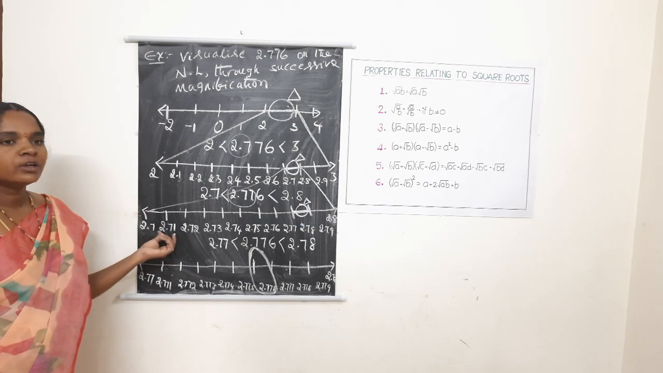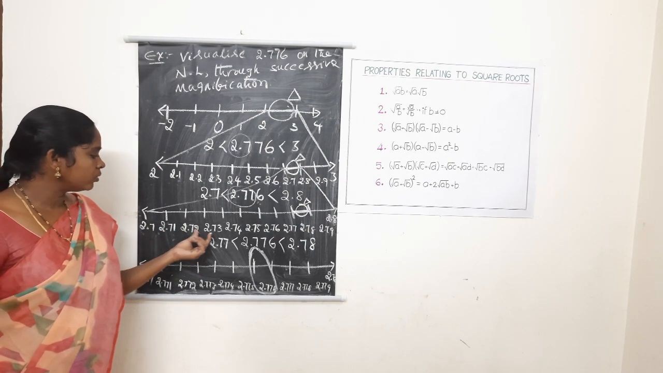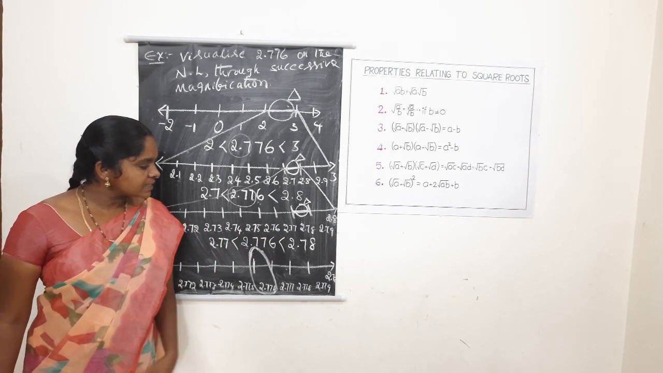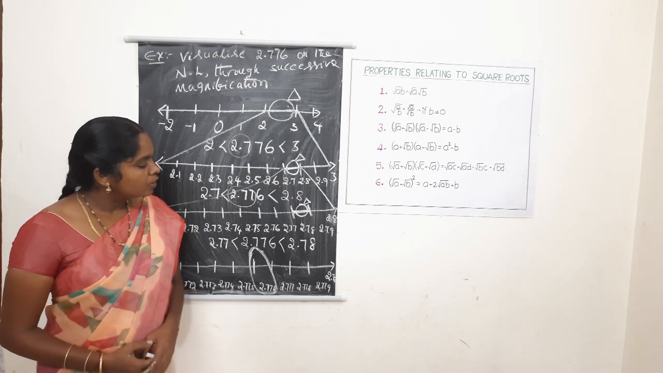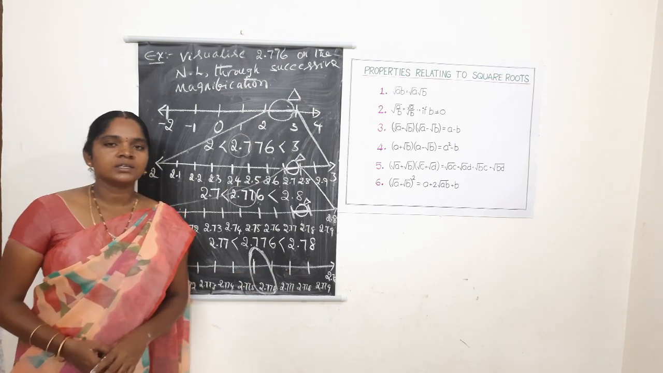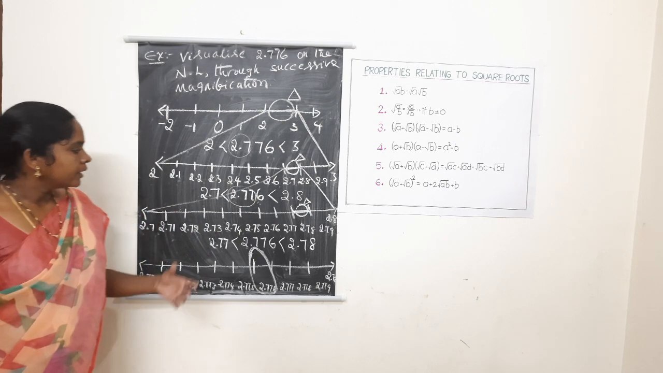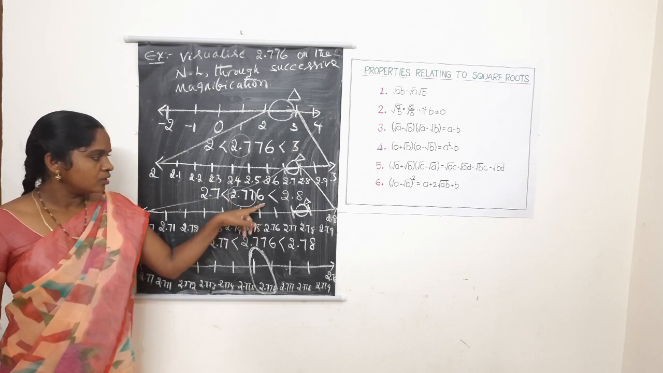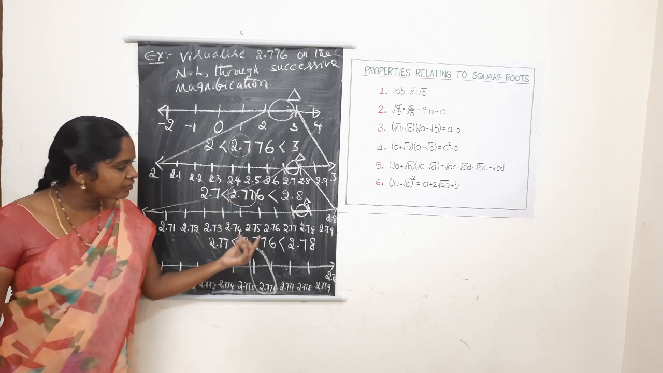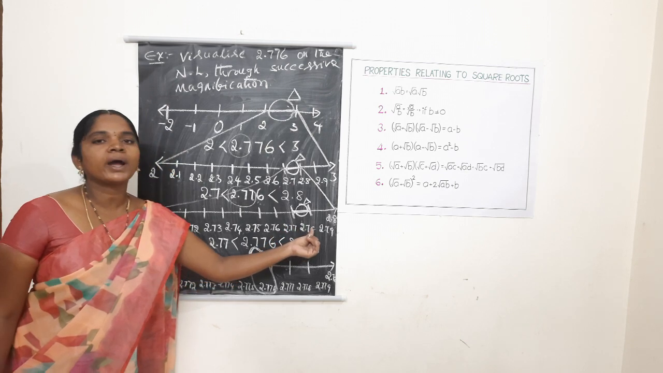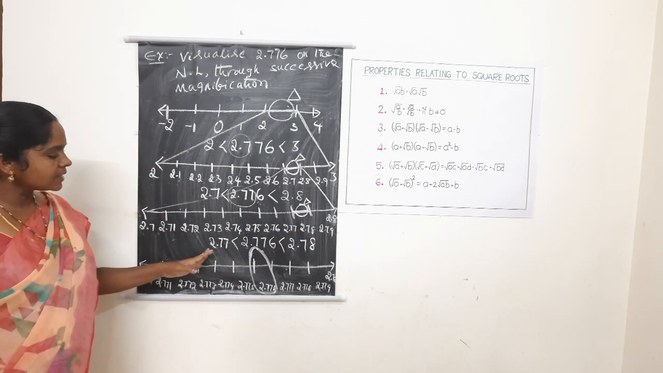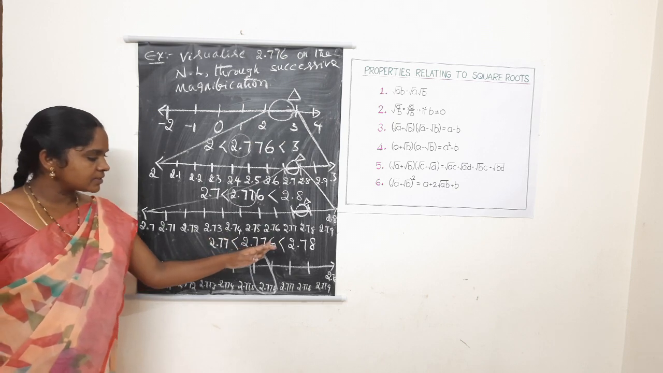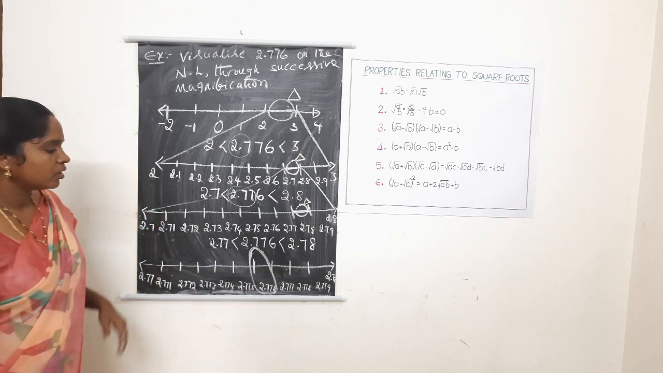So first point will be 2.71, 2.72, 2.73, 2.74, 2.75, 2.76, 2.77, 2.78, 2.79 and 2.8. Next after 2.77 there is something. So this number lies between 2.77 and 2.78. So it can be written as 2.77 is less than 2.776 is less than 2.78.